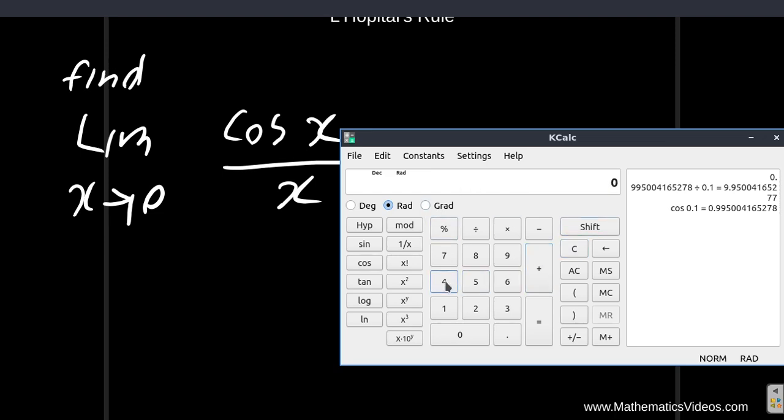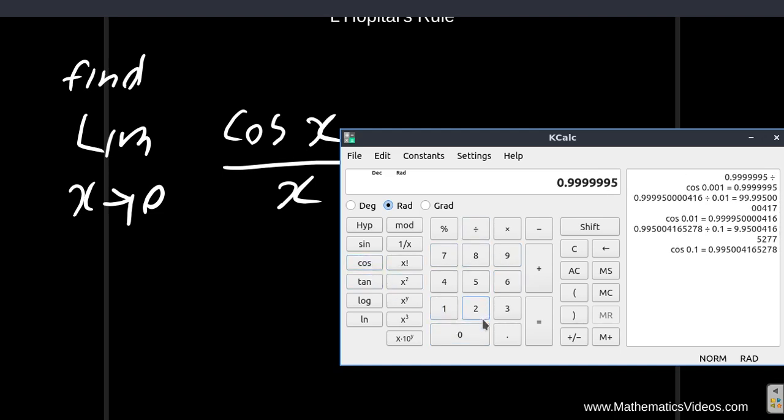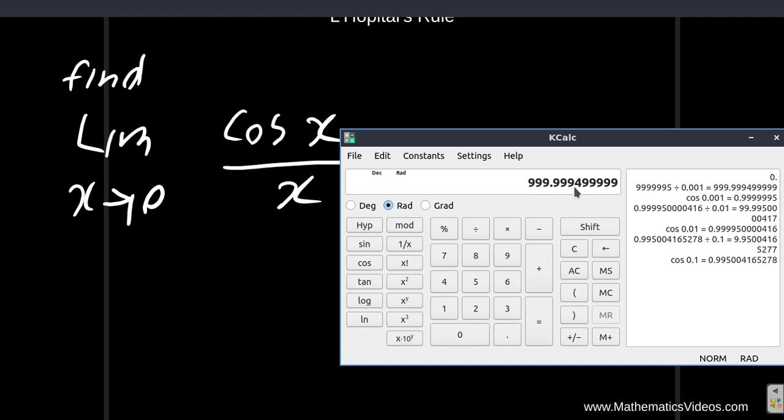Suppose we try again. 0.01 now, cos divided by 0.01, equal 99.995. It's about 100. Let's use a smaller number. 0.001, cos divided by 0.001, equal 999.999, and so on, nearly 1,000. So we're getting larger and larger.